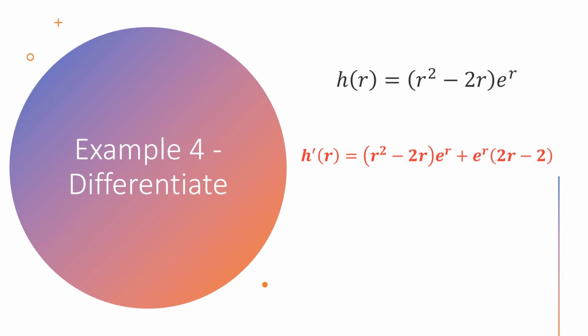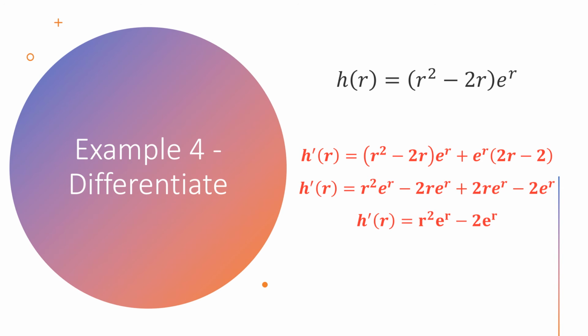Just for simplicity, I'm going to go ahead and distribute mine in. And so I distribute the e to the r to every single term. And then I'll add like terms to get r squared e to the r minus 2 e to the r. You can leave your answer like that, or you can go ahead and factor the e to the r back out to get e to the r times r squared minus 2.